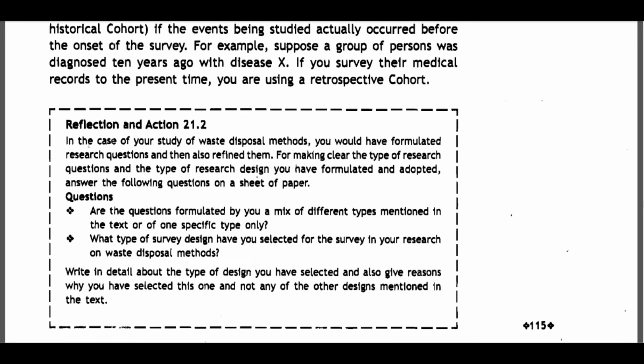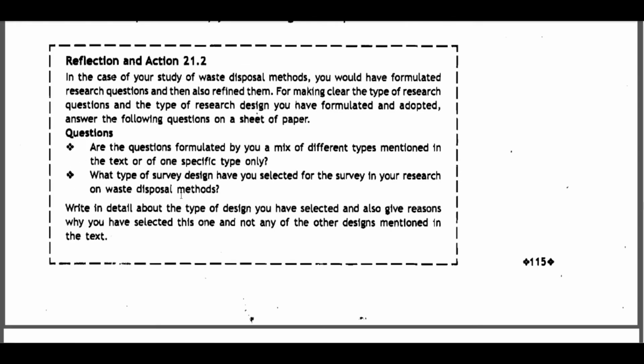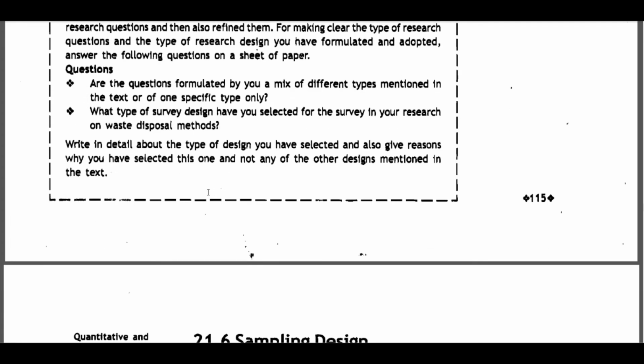Reflections and actions 21.2. In the case of your study of waste disposal methods, you would have formulated research questions and then also refined them. To make clear the type of research questions and the type of research designs you have formulated and adopted, answer the following questions on a sheet of paper. Are the questions formulated by you a mixture of different types mentioned in the text, or of one specific type only? What type of survey design have you selected in your research on waste disposal methods? Write in detail about the type of design you have selected and also give reasons why you have selected this one, and not any of the other designs mentioned in the text.